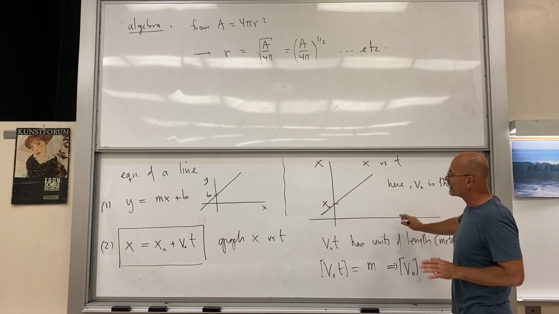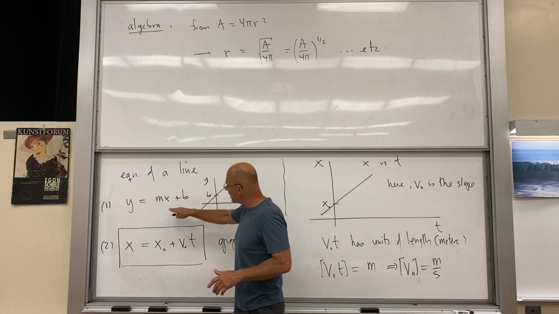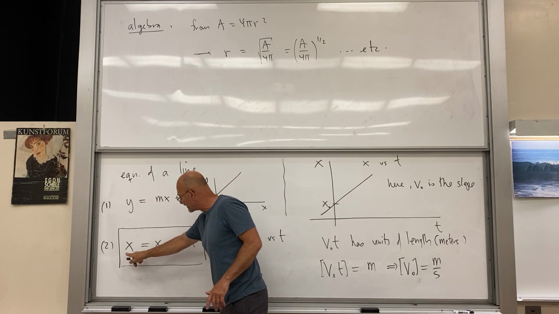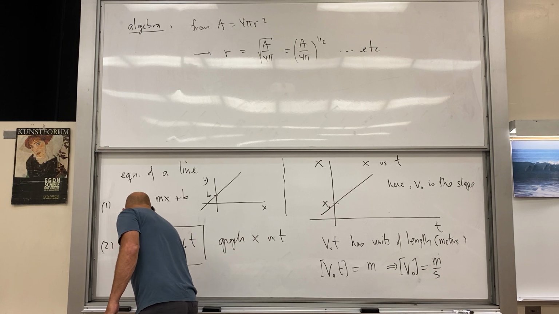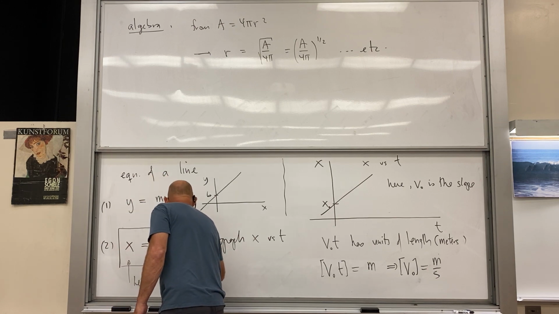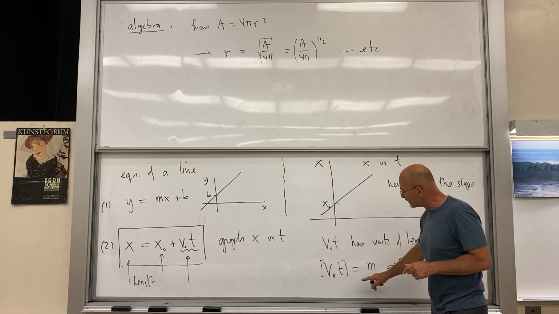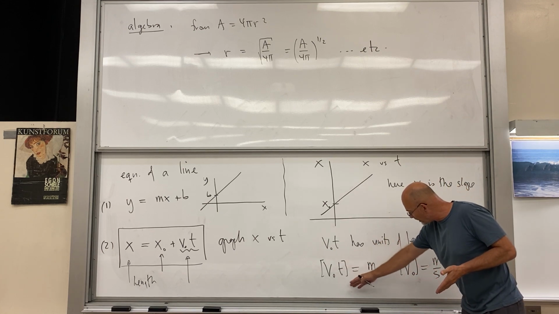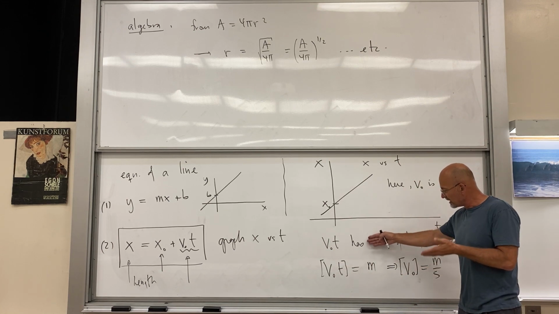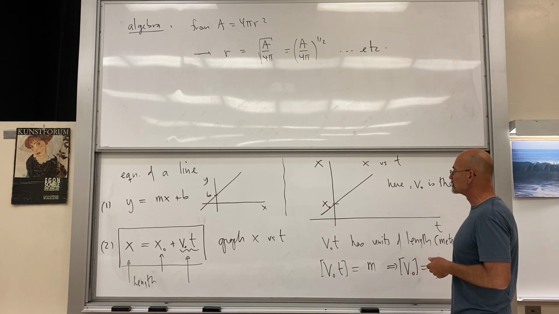So this is an example, first of all, of the use of basic algebra, but now these quantities all have units. In this case, this is a length, as is this, as is that. And because V0 times T is a length, I can solve for the V0. Basically, I divided both sides by T, and I got length over time, meters per second. That's called dimensional analysis.